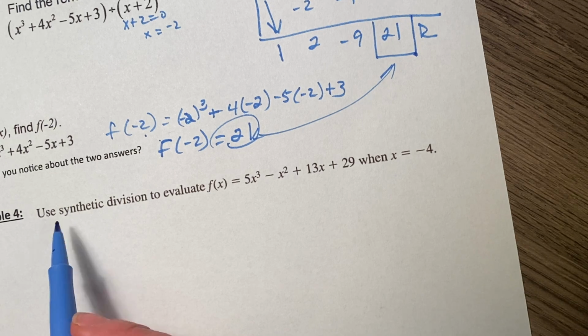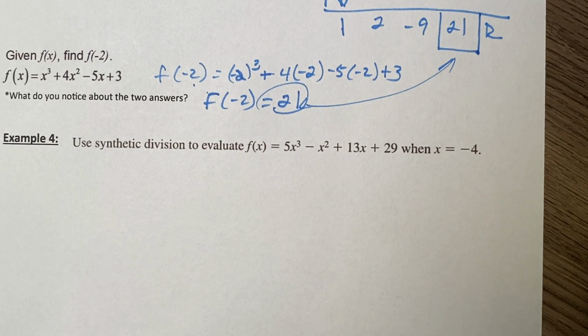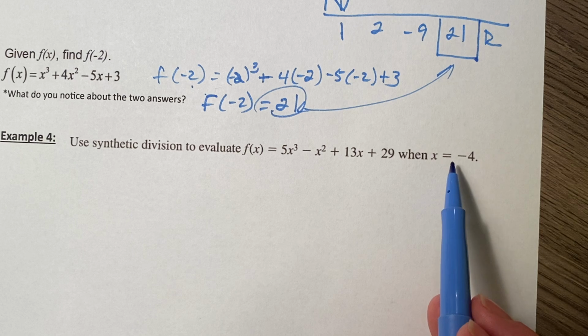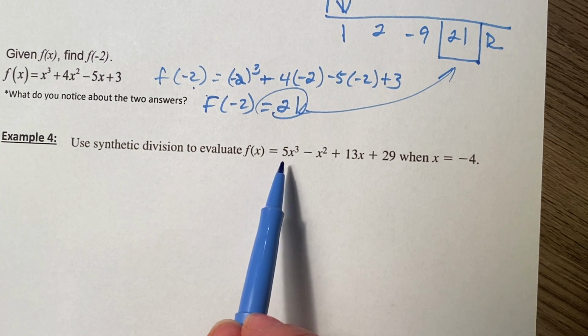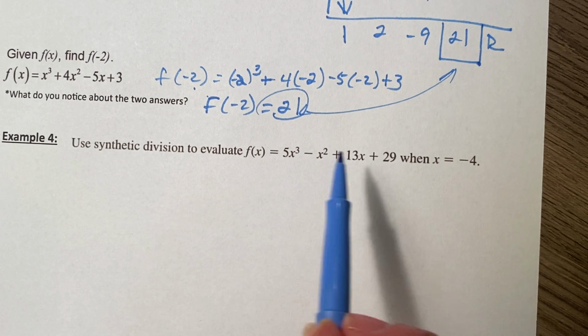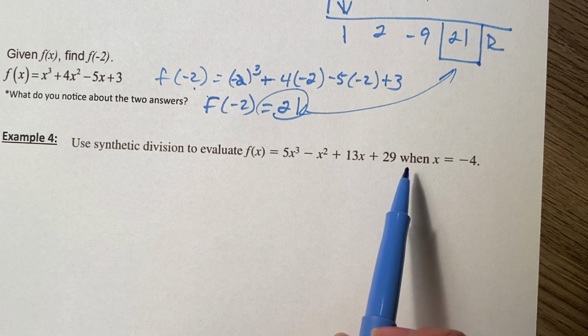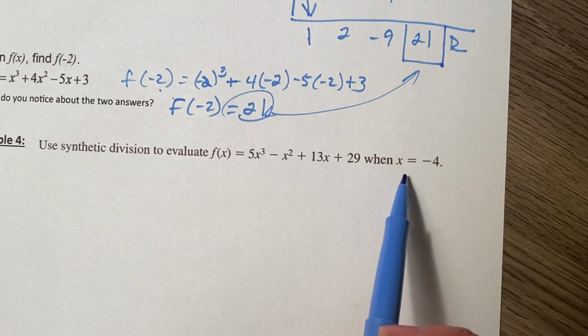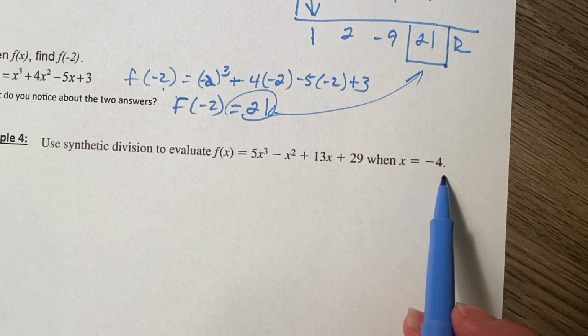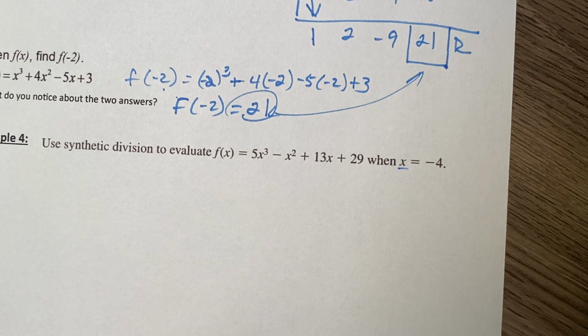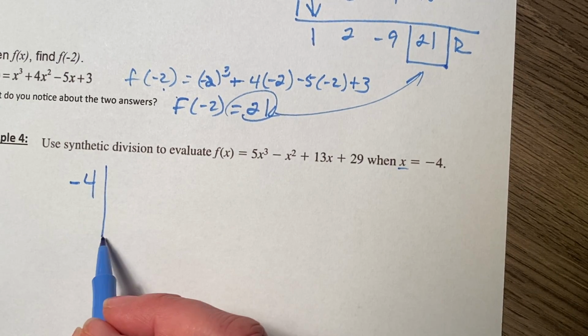So let's go ahead and try that again. So we can always use the remainder to evaluate a function given an x value. So for this one, we're going to evaluate 5x to the third minus x squared plus 13x plus 29 when x is negative 4. Now this is not in factored form. This is just telling us what it equals. So we don't need to take the opposite here. You use the negative 4 as it is.